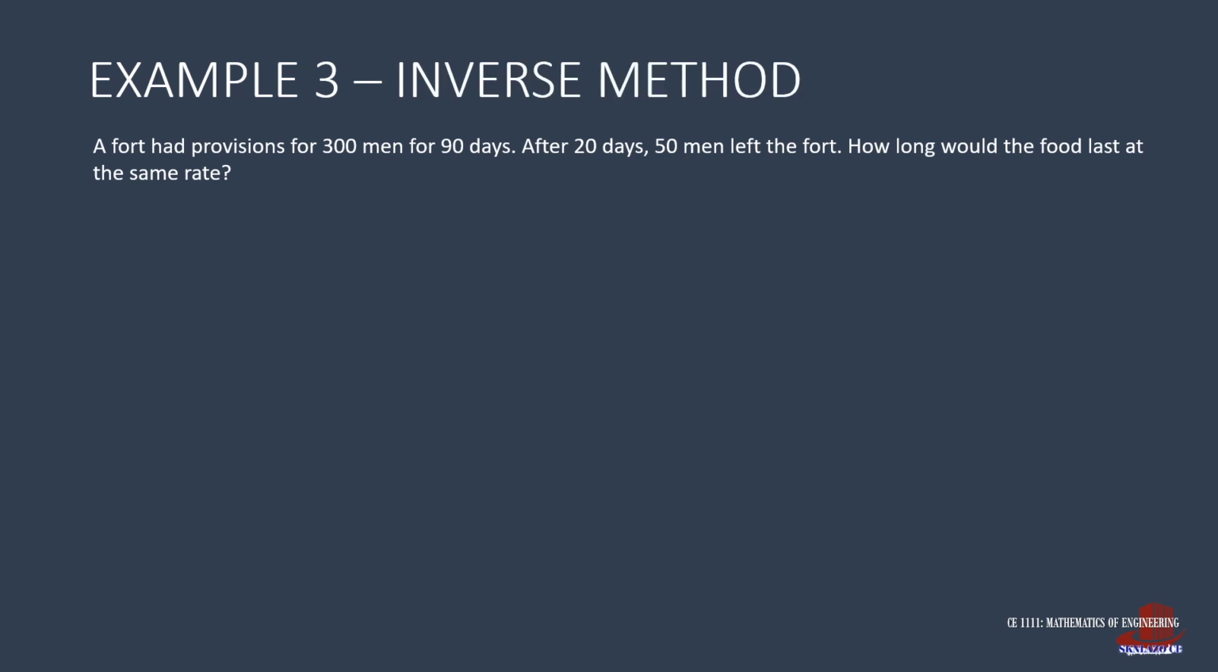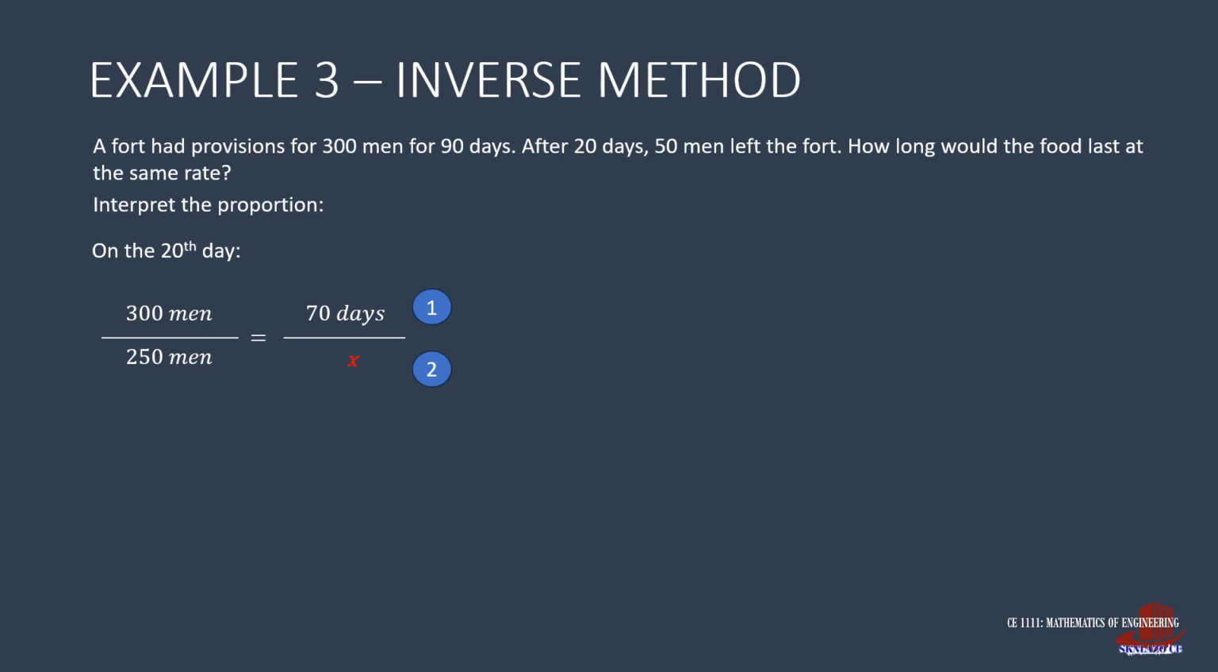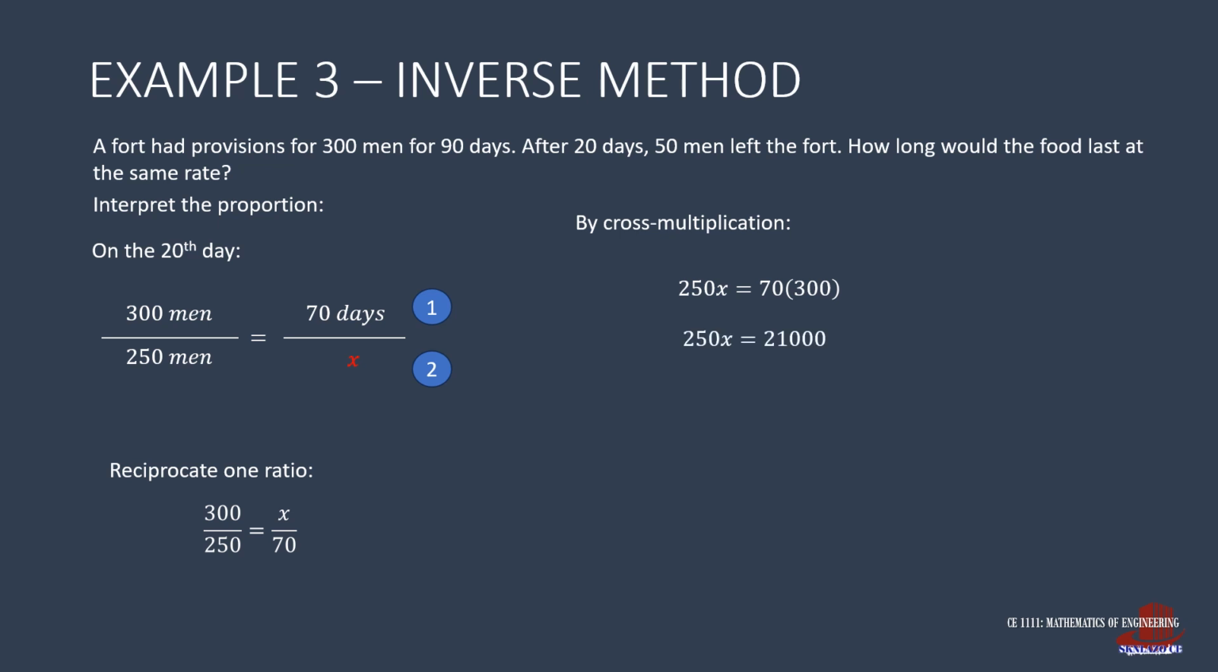Let's solve the same using the inverse method. The proportion will start on the 20th day, that is, 300 men for 70 days. This is the first case. Then, the succeeding case calls for 250 men. Flip one ratio and get 300 over 250 equal to x over 70. Using cross multiplication, get 250x equal to 70 times 300. This is simplified as 250x equals 21,000. Divide everything by 250 and get x as 84 days.